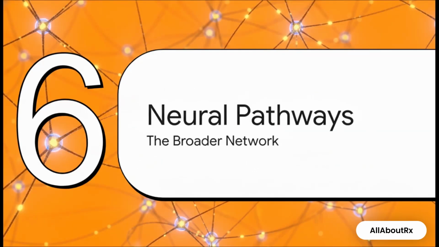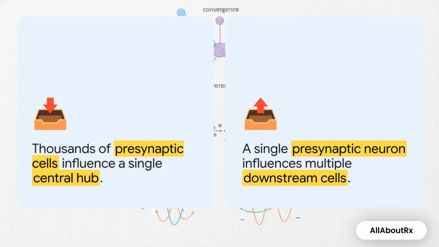Section 6. Neural pathways and networks. Let's zoom out for a second. Single synapses don't exist in isolation. They're part of a vast, interconnected web defined by 2 main architectures: convergence and divergence. Convergence is when thousands of presynaptic cells all channel their inputs down into a single postsynaptic central hub. It's how your brain synthesizes multiple different sensory inputs into one cohesive concept.